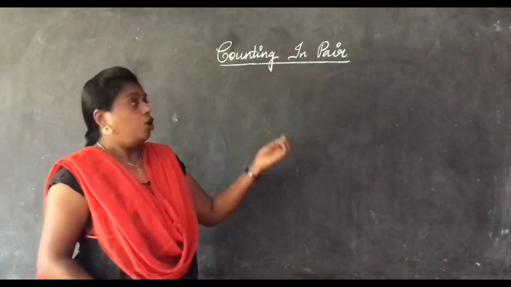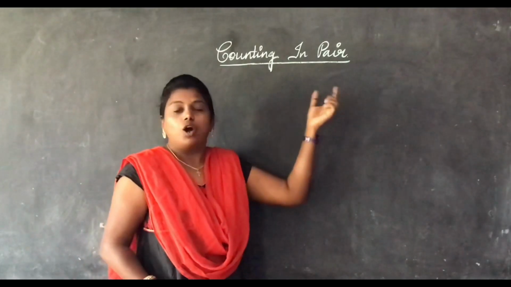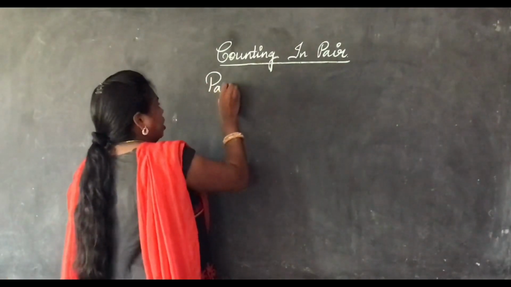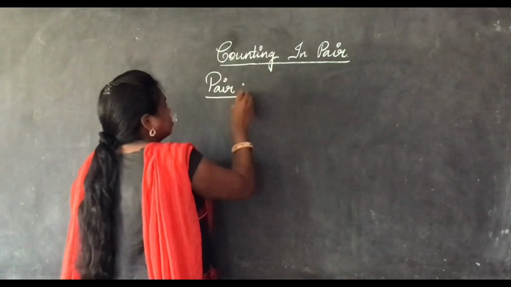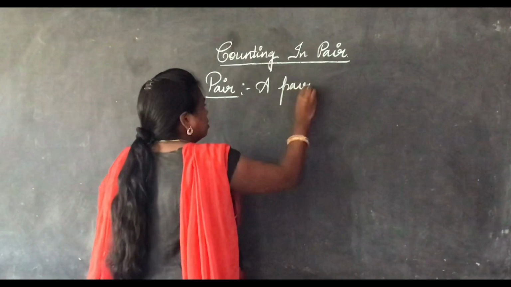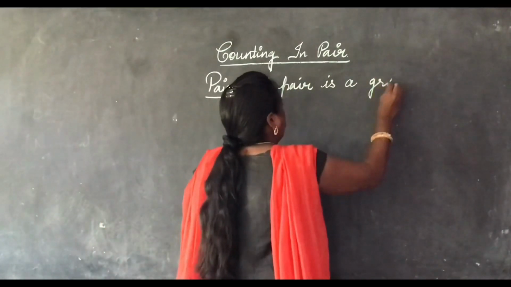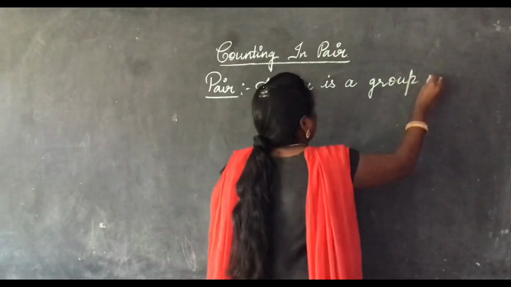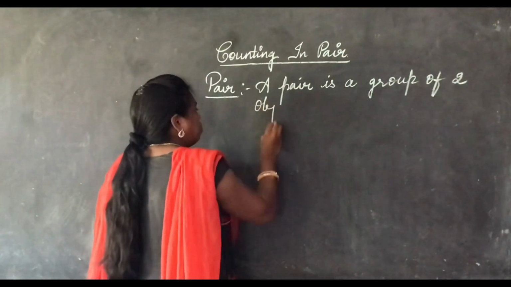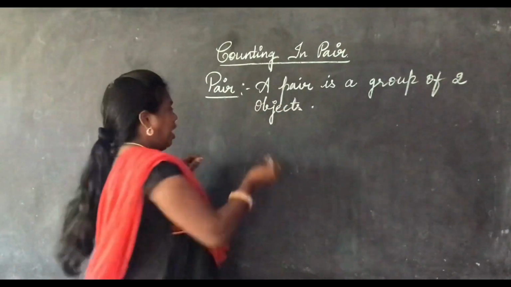Okay. So before going to this concept, let us know about pair. What is meant by pair? The definition of the pair you should know. A pair is a group of two objects. What is a pair? A pair is a group of two objects.